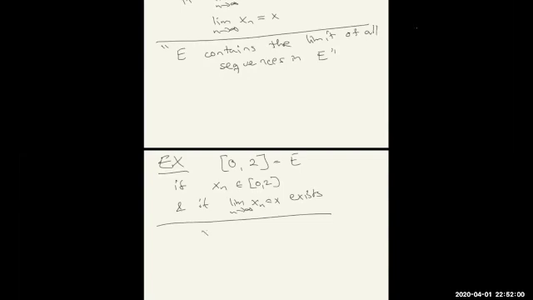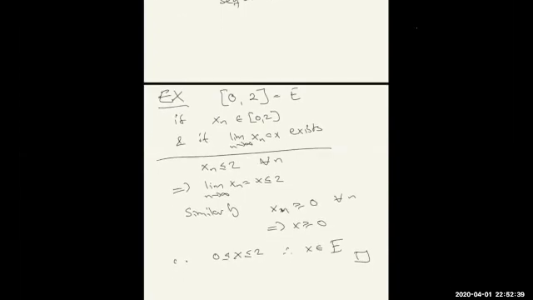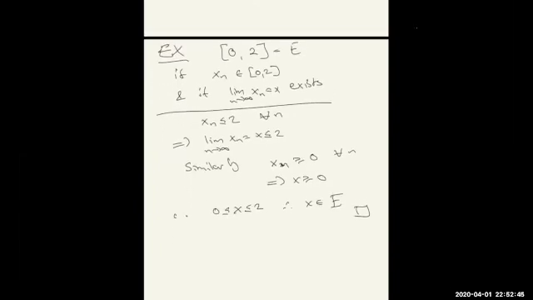What we know is that x_n is less than or equal to 2 for all n. Therefore, by a theorem from last class, from 131A, we know that the limit is also less than or equal to 2. Similarly, since x_n is bigger than or equal to 0 for all n, we get that x is bigger than or equal to 0. In conclusion, x is between 0 and 2. Therefore, x is an element of E. That shows that E is closed, because this works for all convergent sequences. So that's an example of a closed set.